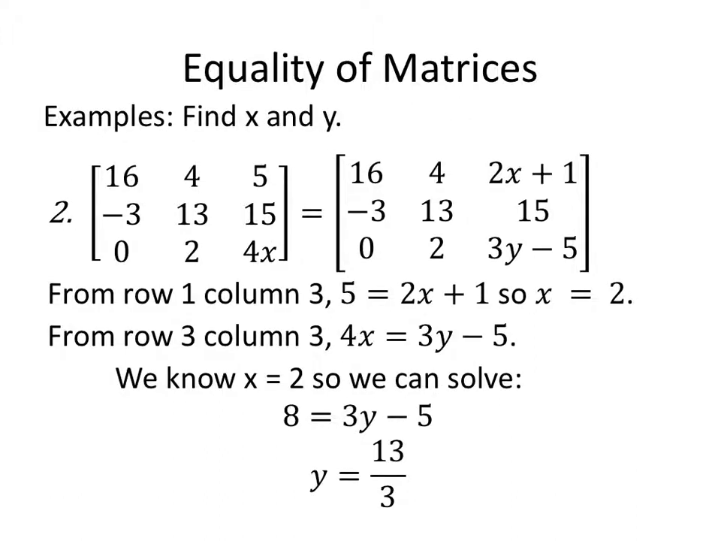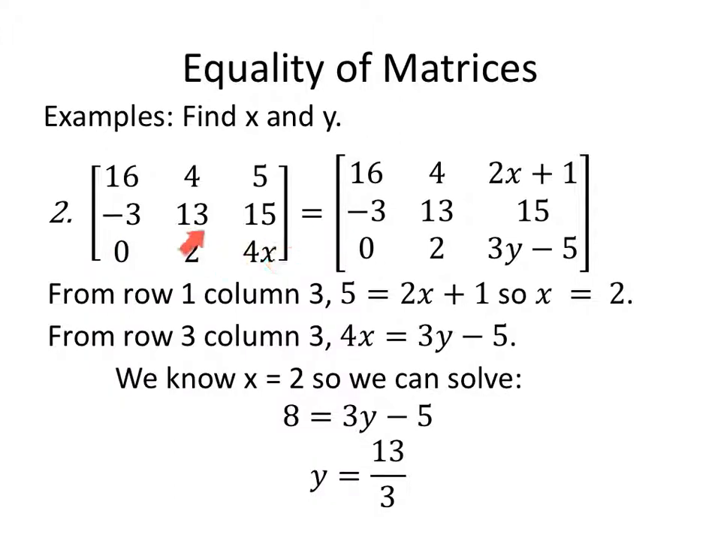Another example. 16 matches with 16, 4 matches with 4, 5 must equal 2x plus 1. So that's row 1, column 3. If 5 equals 2x plus 1, we'll subtract 1. 4 equals 2x, divide by 2, x must be 2.